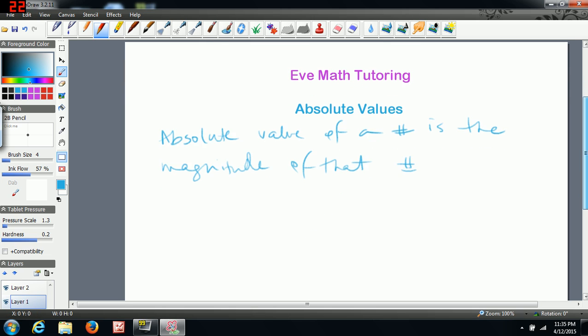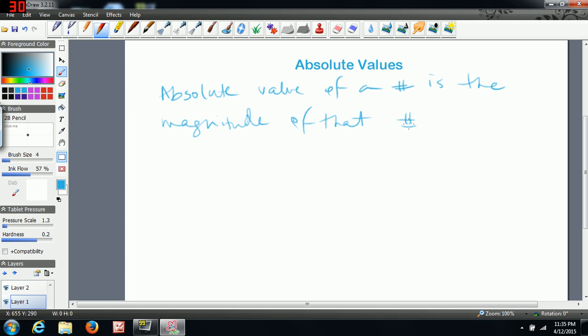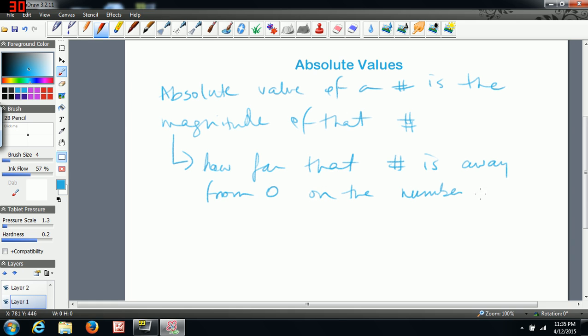And when we say the magnitude of a number, what we mean is how far that number is away from zero on the number line. Or we could also say the distance of a number from zero.